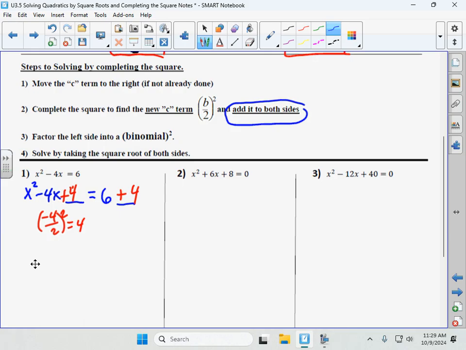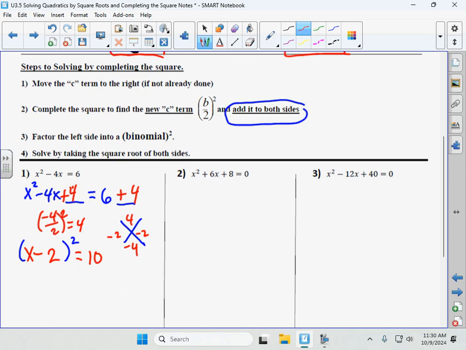So step 3 says factor the left side into a binomial squared. Again, this is a trinomial, and if you wanted to use the x method, you could, but it's going to factor into a binomial squared. If you need to use the x method, 4 would be on top, and negative 4 is on the bottom. Two numbers that multiply to positive 4 but add to negative 4 are negative 2 and negative 2. So this factors into x minus 2, or x minus 2 squared, equals 6 plus 4 is 10. All right, so that's step 3.